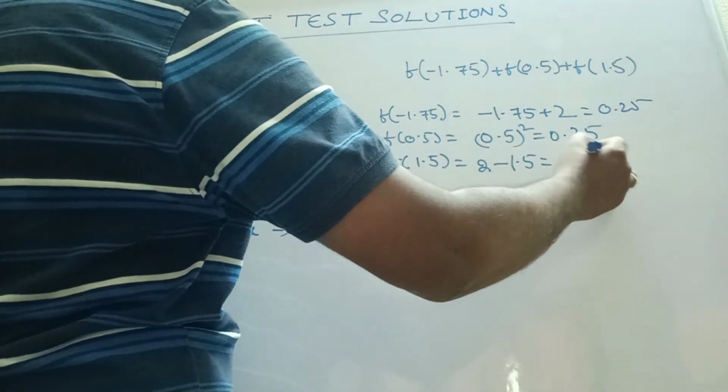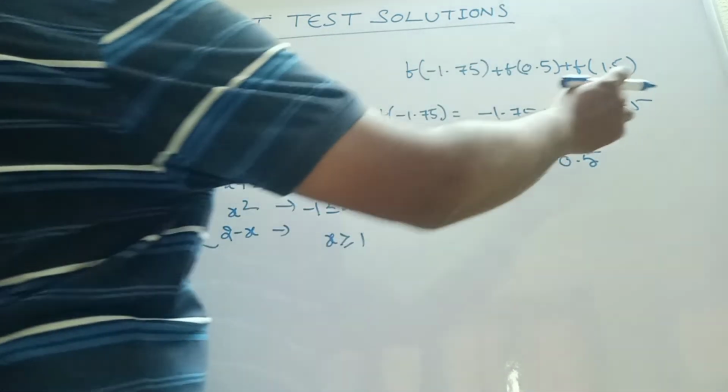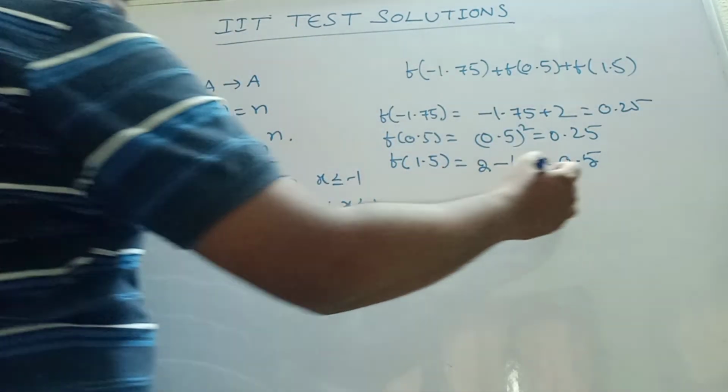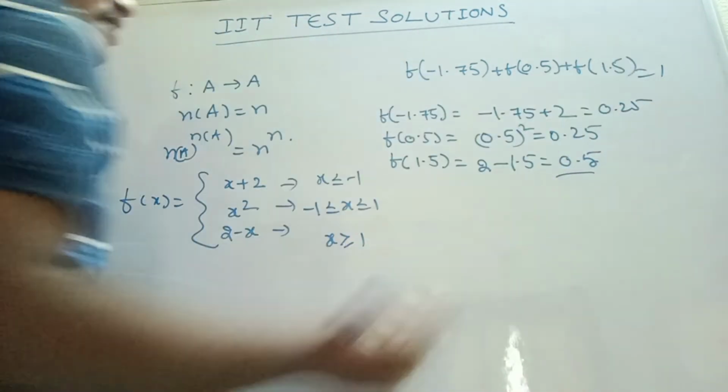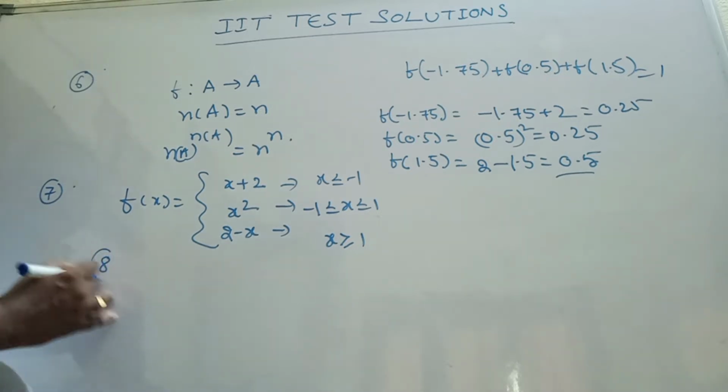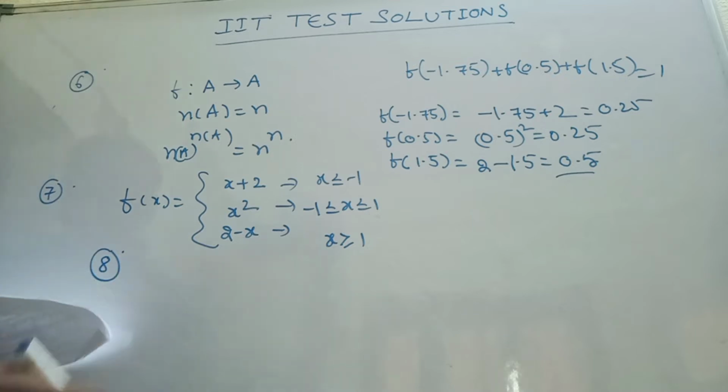That is 0.5. Now if you add all these, 0.25 plus 0.25 is 0.5, plus 0.5 becomes totally 1. Therefore, for the 7th problem, option number 3 is correct. In the same way, you can verify the 8th one also, which is a similar piecewise function.